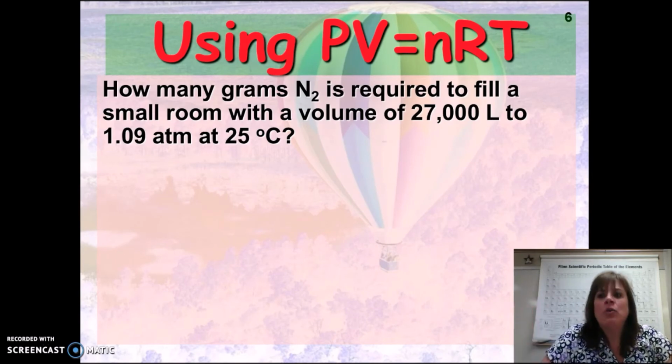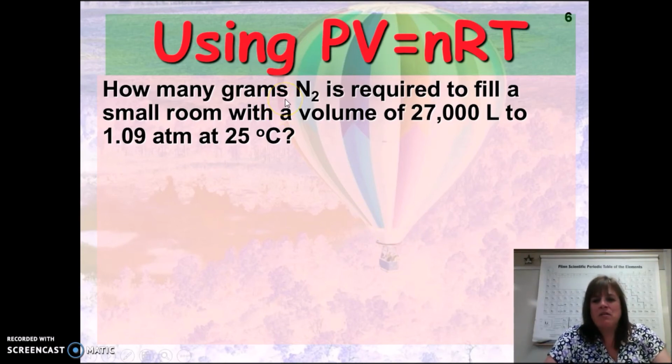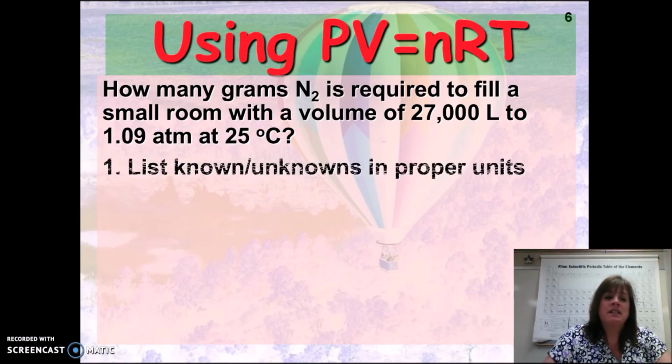All right, so let's see what that means. I want to know how many grams of nitrogen are required to fill a small room with a volume of 27,000 liters to 1.09 atmospheres at 25 degrees Celsius. All right, so what do we got? We want to know grams, so that's an amount. We have a volume in liters. Good. We have a pressure in atmospheres. We have a temperature, of course, in Celsius, because who measures in Kelvin? But we need to make it Kelvin.